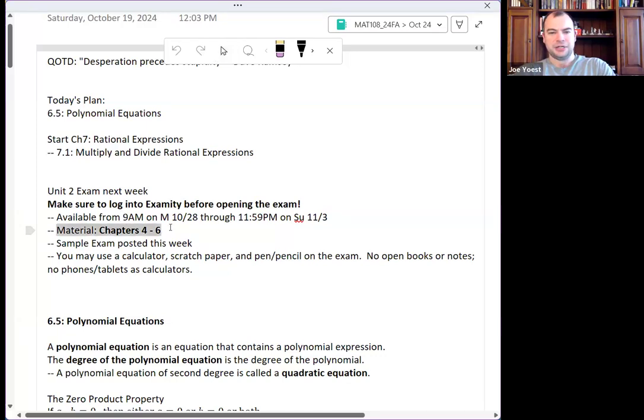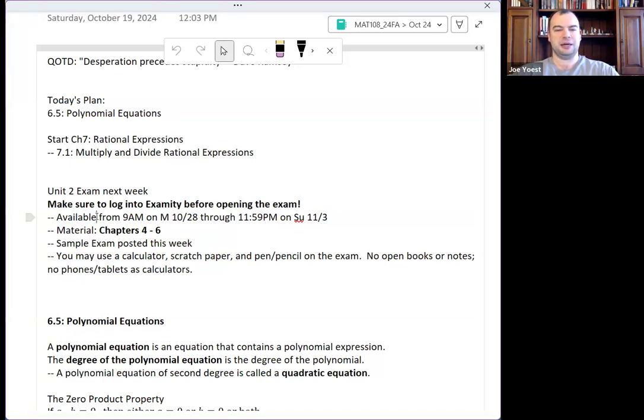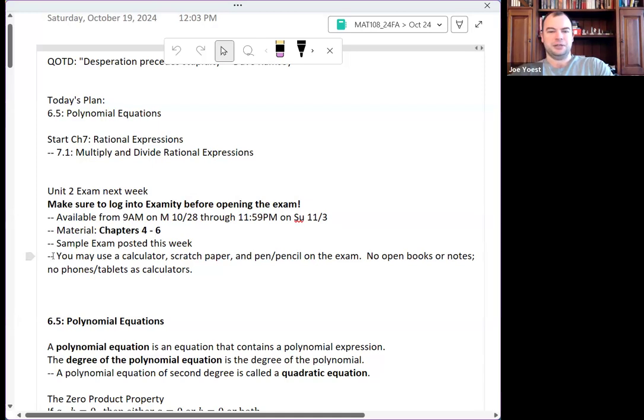The material will be chapters 4 through 6. I'll have a sample exam posted probably tomorrow. It'd be nice if I could get it up today, and I'll try, but it's more than likely going to be early tomorrow. So sample exam posted, and you can use a calculator, scratch paper, and pen or pencil. Same as the Unit 1 exam, no books or notes, and no phones or tablets as calculators.